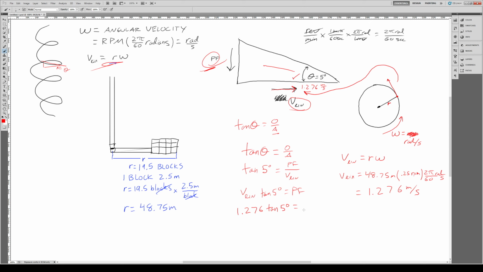And this is going to equal 0.1117 meters per second. So this here, piston feed, is 0.1117 meters per second. We're not done yet. We have one more thing we have to do.